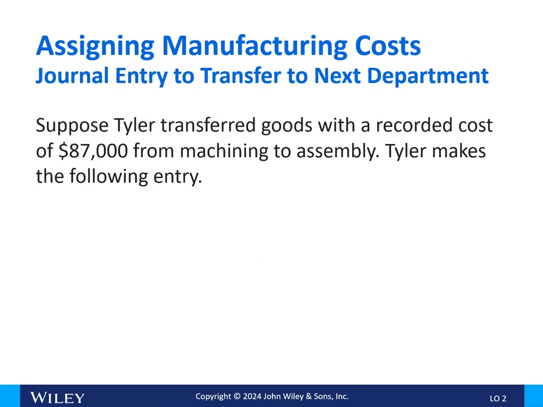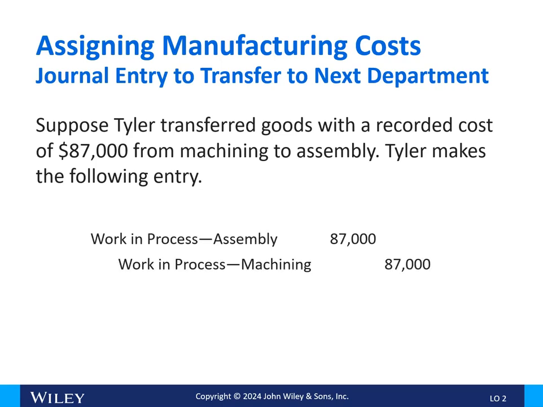Suppose Tyler transferred goods with a recorded cost of $87,000 from machining to assembly. Tyler makes the following entry. Debit work in process assembly, $87,000. Credit work in process machining, $87,000.